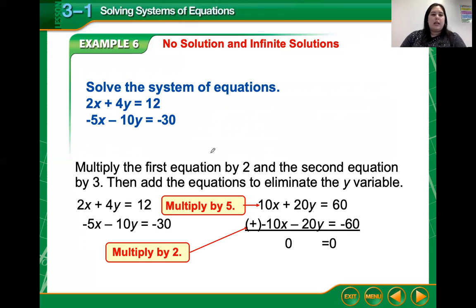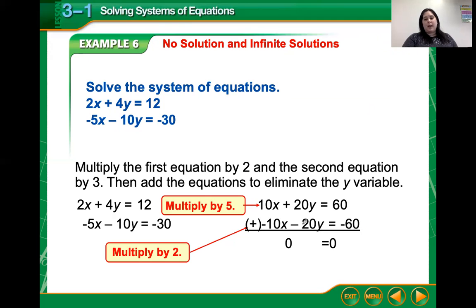So one of the things we are going to do, sometimes it's required that you do need to multiply top and bottom to get what we need. So here they've decided they want to eliminate x. We'll multiply the top by 5 and the bottom by 2. And when we do that, we get 10x plus 20y equals 60. And then we get -10x minus 20y equals -60. And of course, when we go to eliminate, in this case, we get 0 equals 0.